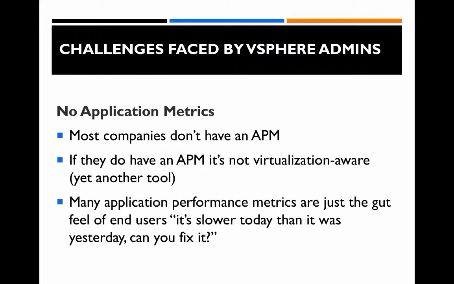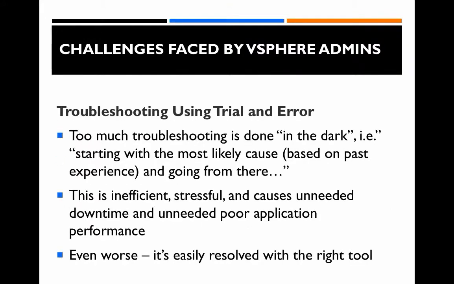So many application performance metrics that vSphere admins are using are really just a gut feel. You might have an end user that comes and says, hey, it's slower today than it was yesterday. Can you fix it? And you say, yeah, let me see if I can tweak something and make it faster. So we don't have exact application metrics in most cases for our most critical applications. And that's really what we need to make smart decisions in the data center.